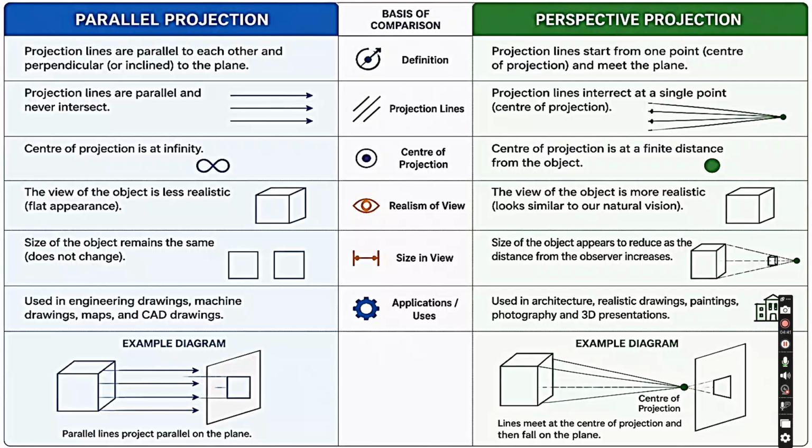In perspective projection, the view of the object is more realistic, similar to our natural vision. In parallel projection, the size of the object remains the same and does not change, while in perspective projection, the size of the object appears to reduce as the distance from the observer increases. Parallel projection is used in engineering drawings, machine drawings, maps, and CAD drawings. Perspective projection is used in architecture, realistic drawings, paintings, photography, and 3D imaging. That is an example of the diagram: parallel lines project parallel on the plane, and in the other example, the lines meet at the center of projection and then fall on the plane.